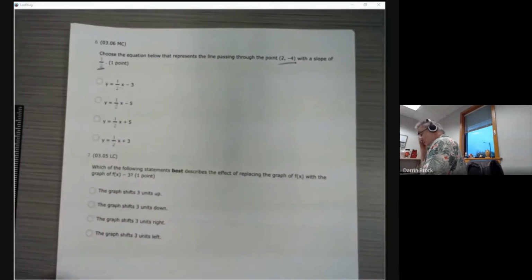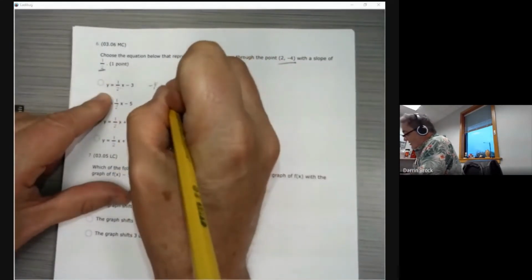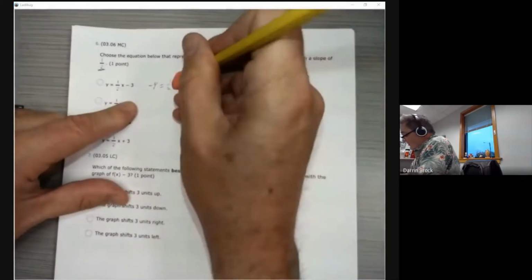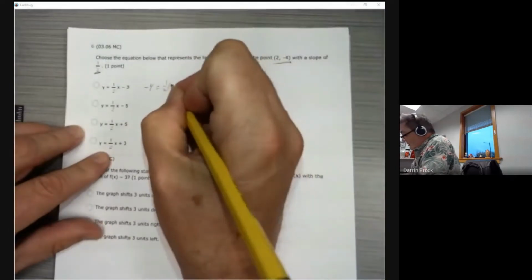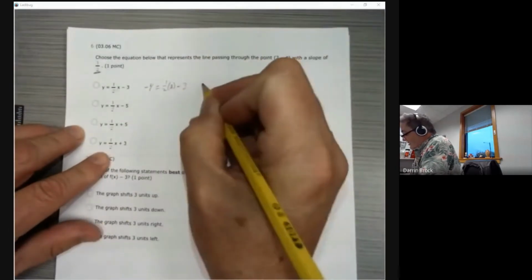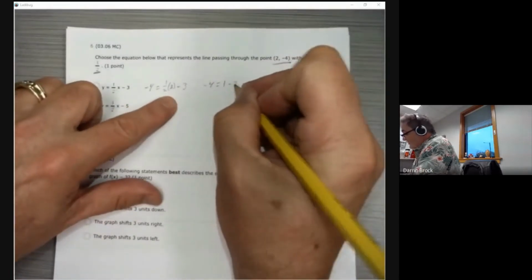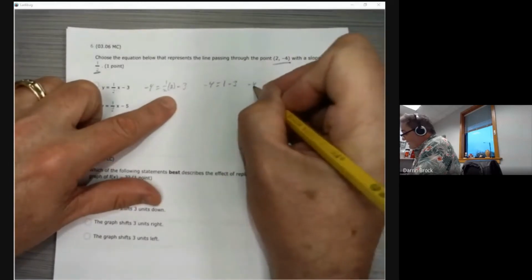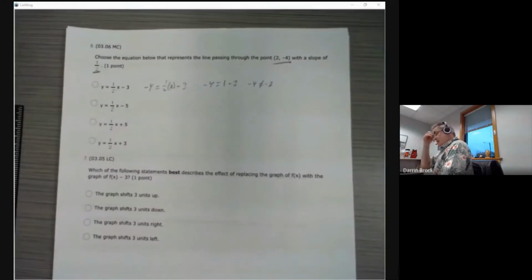That's one way you can do it, because we would say, if you want to try it that way, -4 equals 1/2 x minus 3. Oh, sorry, the x is going to be a 2 because we're putting this point in. So -4 equals 1/2 times 2 is 1, minus 3. -4 equals 1 minus 3, which is -2. -4 equals -2. That's not true. It does not equal. So it can't be the first one.